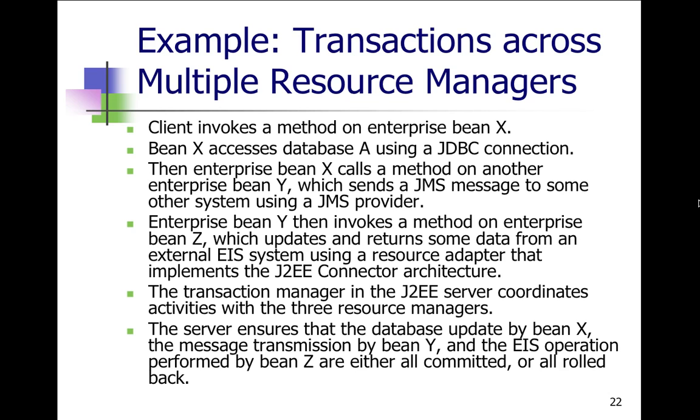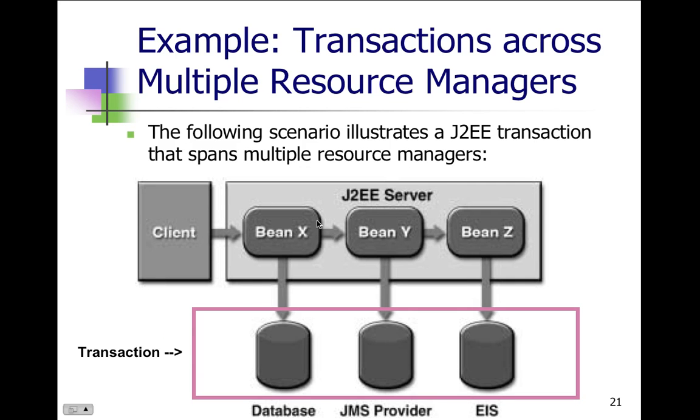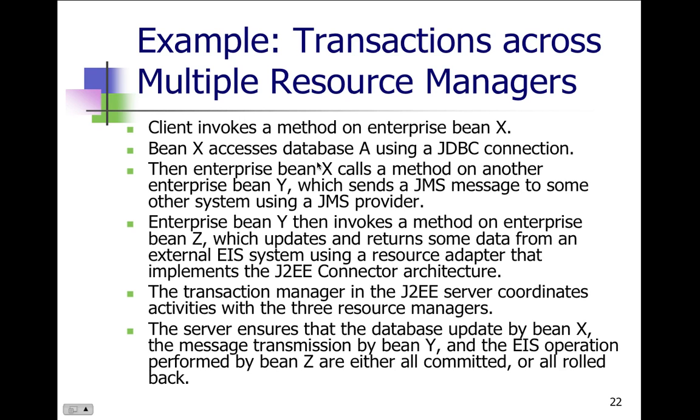So the client invokes a method on enterprise bean X. This is enterprise bean X. The client comes in, and this is where all these technologies fit together a little bit. Let's say this is an RMI connection. It could be, or let's say it's on some other middleware. It doesn't really matter what it is. The client is coming in and requesting a service from bean X. Bean X accesses database A using a JDBC connection. That's what we've seen so far in terms of that connectivity.